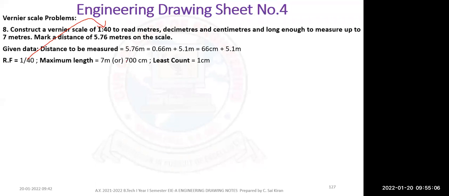Numerator by denominator, you have to calculate the actual drawing size by the actual size of the object. You are drawing this much size on the drawing sheet, but the actual size is this one. So numerator by denominator, you will get RF.